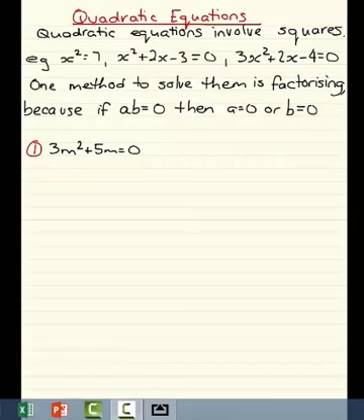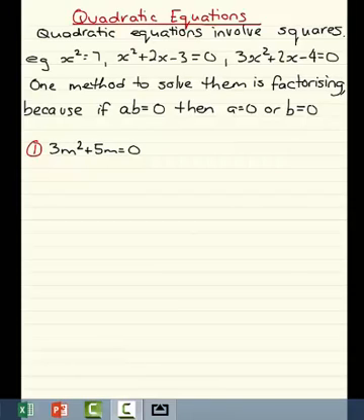Now there's a few different methods we can use to solve it. We're going to show you two today. One of them is factorizing. What that means is that if we know the two factors of a number, and we know that when we multiply those two factors the answer is 0, then we know that one of the factors must be 0. There's no other way to multiply two numbers and get the answer of 0 unless one of them is 0.